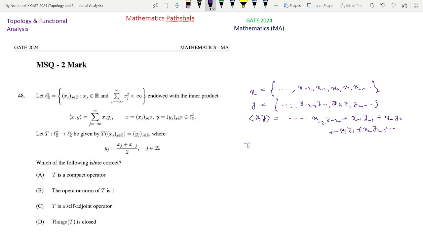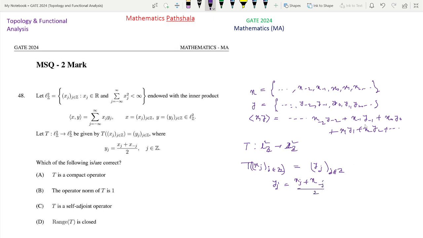Now here T is defined on this ℓ²(Z) by this: T of (xj), j belongs to Z, equal to, if it is (yj), j belongs to Z, then this yj is equal to (xj plus x_{-j}) by 2.